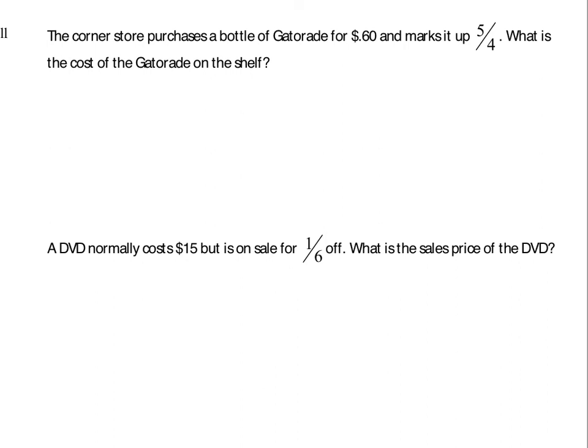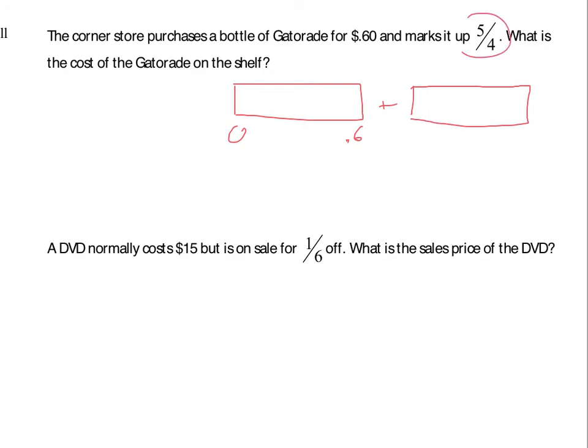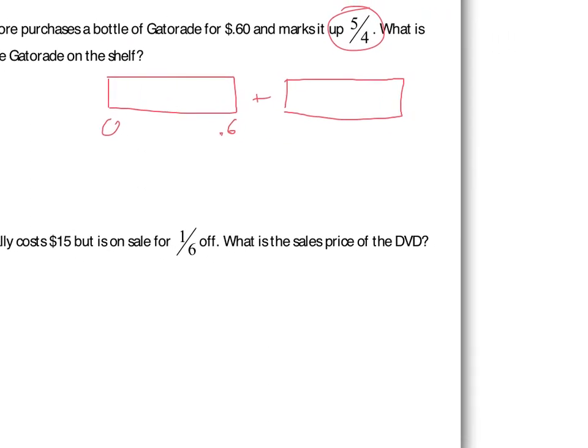Corner store purchases a bottle of Gatorade for 60 cents. So that's how much it originally cost, and marks it up 5/4. What is the cost of the Gatorade on the shelf? So here we have 0.6, and we're adding on to that. Now this one's a little bit odd because we're not just adding on one whole. This is more than one whole, so I have to add more.